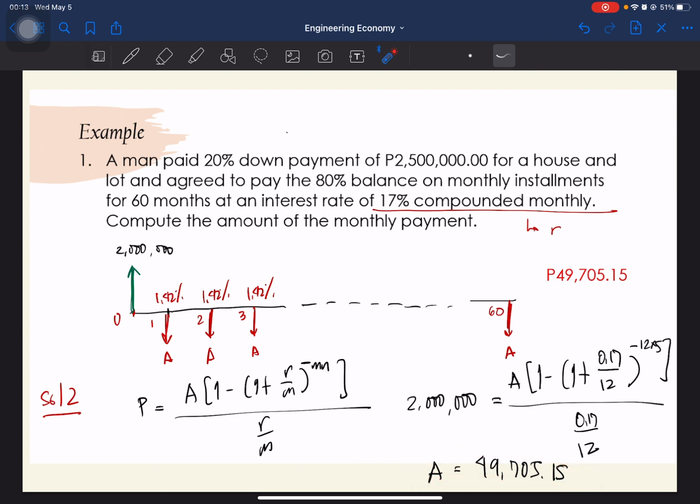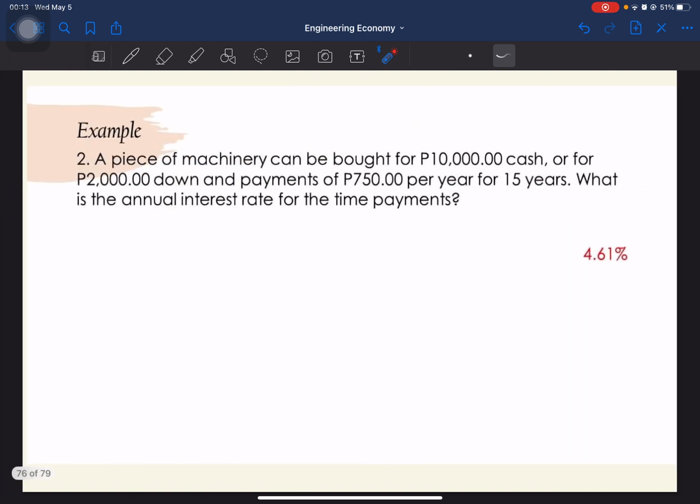Okay? So, that is our example number 1. Next, we have the second example. So, a piece of machinery can be bought for 10,000 pesos cash. That means, yun yung initial worth niya ngayon. O that is its present worth. Okay? Or, kung gusto mong hulugan, you have to pay 2,000 pesos down payment and 750 pesos per year. And that is payable in 15 years. Tagal nun, di ba? So, ano daw yung annual interest rate for the time payments?